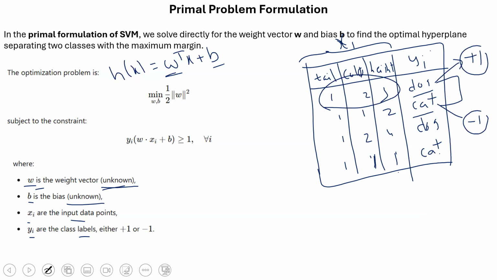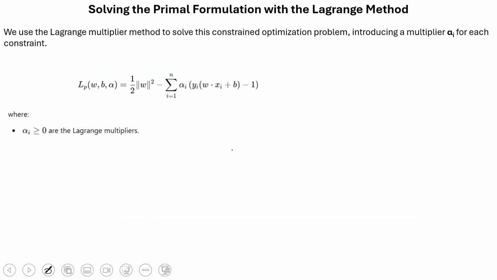What is this optimization problem? Optimization is minimizing 1/2 times the modulus of W squared, given n constraints. How do we solve this optimization problem and how do we get W and B is something that we will study shortly. Now, solving the primal formulation.